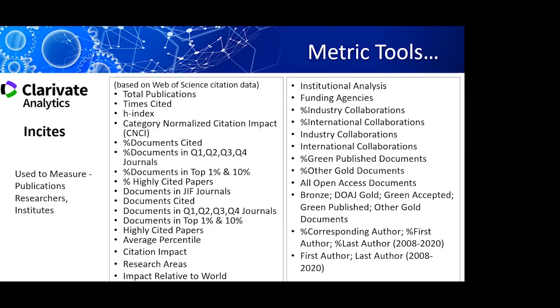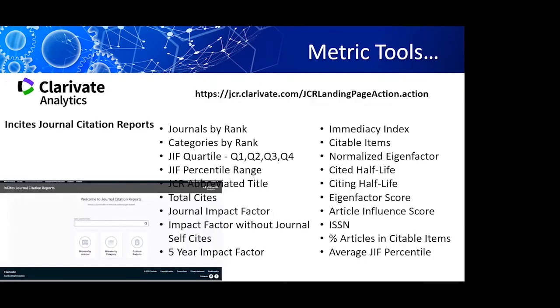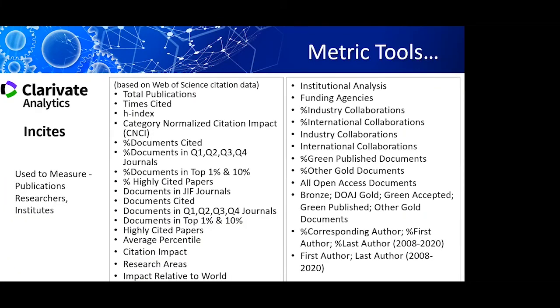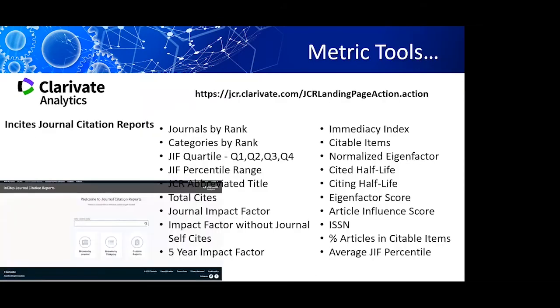Then color-wise, like bronze, DOAJ gold, green accepted, green published, and other gold documents, and the percentage of corresponding authors, the percentage of first author, then the percentage of last author, for the period of 2008 to 2020 we can generate. Also the values for the first author and the last author can be generated for the period from 2008 to 2020. These are very important tools to generate the reports for publications, researchers and institutes.